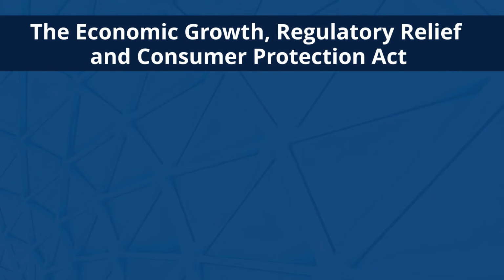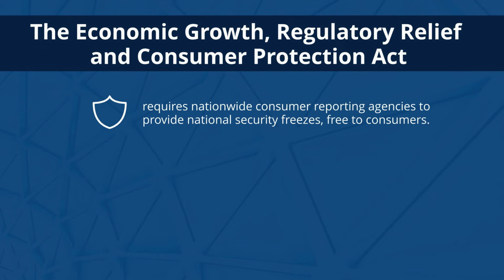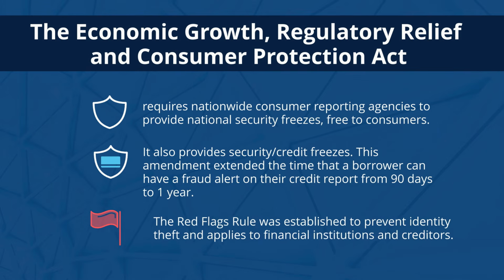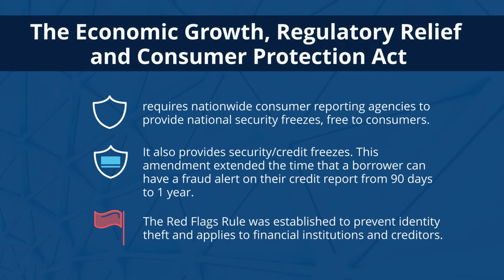The Economic Growth, Regulatory Relief, and Consumer Protection Act requires nationwide consumer reporting agencies to provide national security freezes free to consumers. It also provides security and credit freezes. This amendment extended the time that a borrower can have a fraud alert on their credit report from 90 days to 1 year. The red flags rule was established to prevent identity theft and applies to financial institutions and creditors.